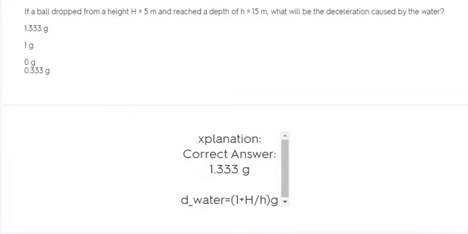If a ball dropped from a height h equals 5 m and reached a depth of h equals 15 m, what will be the deceleration caused by the water? 1.333 g, 1 g, 0 g, 0.333 g. Explanation. Correct answer: 1.333 g, so the deceleration due to water equals g.